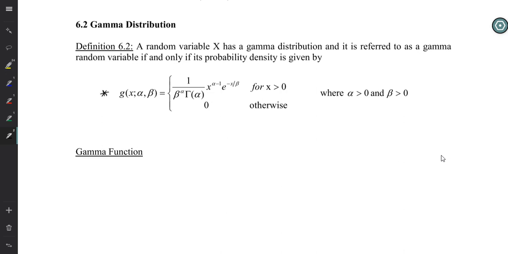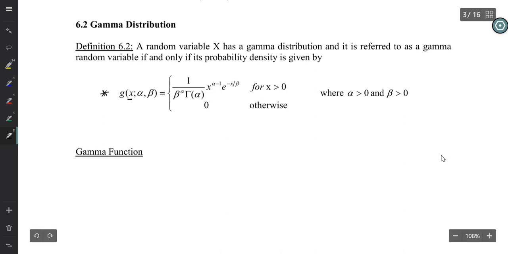Now let's look at this function. Look at the support. Support of x is greater than 0. That means all positive values of x. In your number line, all positive values will have the support of x. And it has two parameters, alpha and beta. You can see it in the function also.